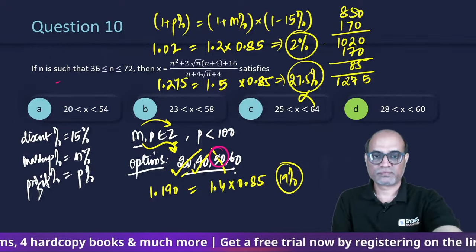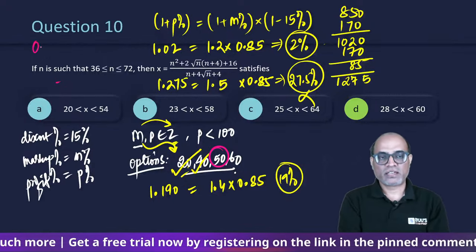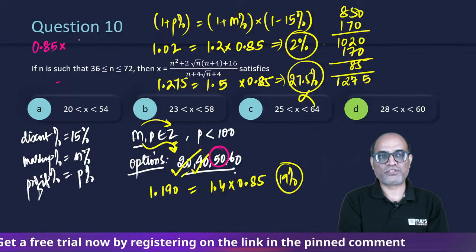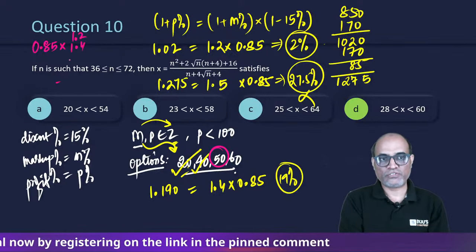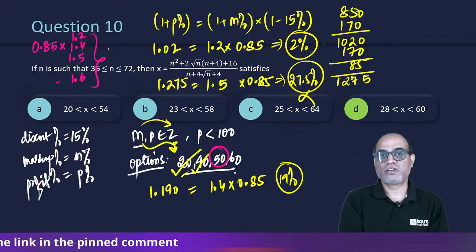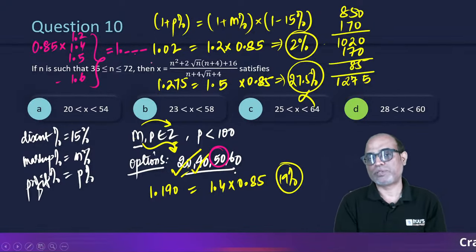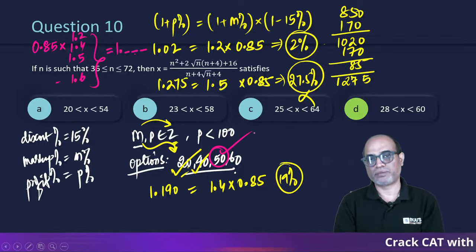So the question now, actually, is that 0.85 into 1.2, 1.4, 1.5 and 1.6, which one of these will result in 1 point something something something, more than two decimal places? It's only 50% that will end up that way. Okay?